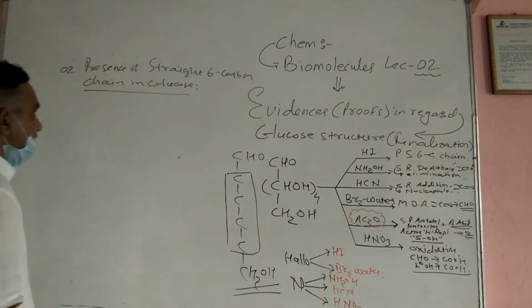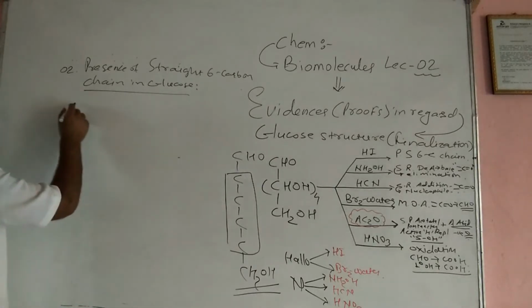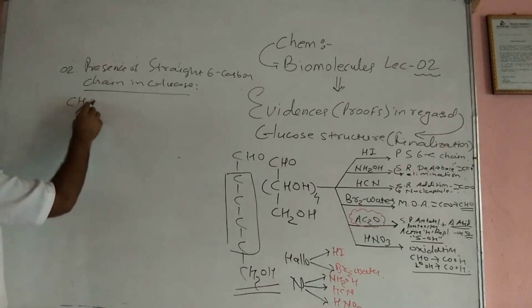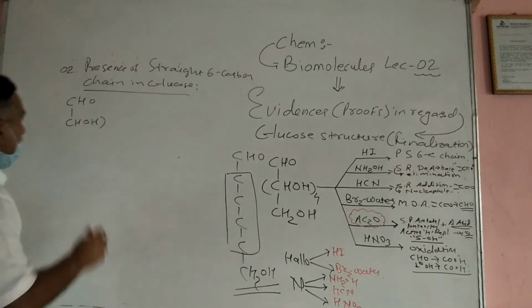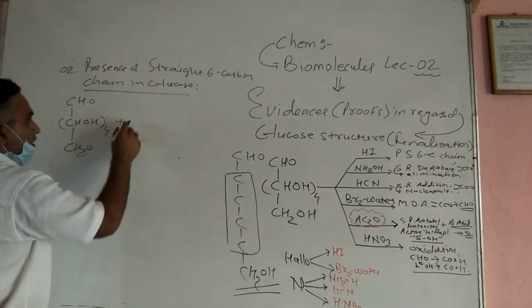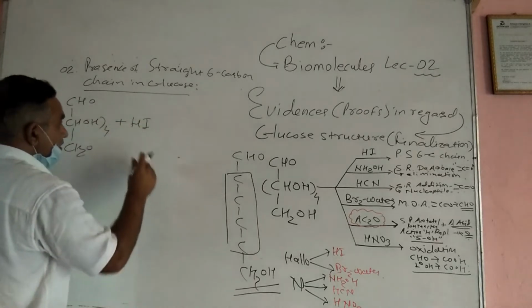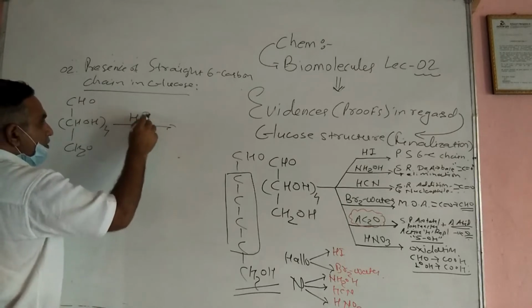the strong reducing agents, like HI. So here this is glucose, and whenever you perform the reaction with HI, you can mention this on the arrow. This is the strong reducing agent.